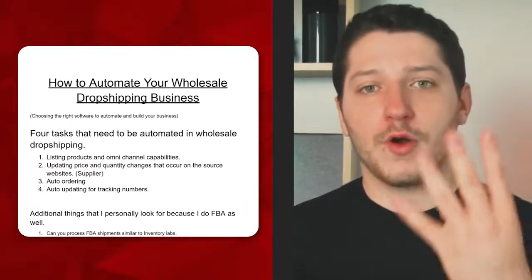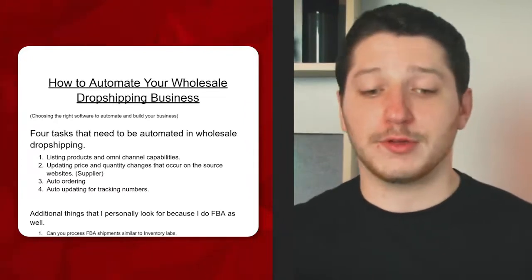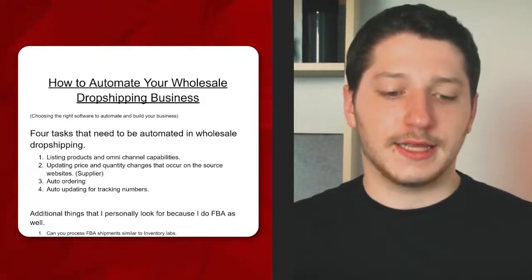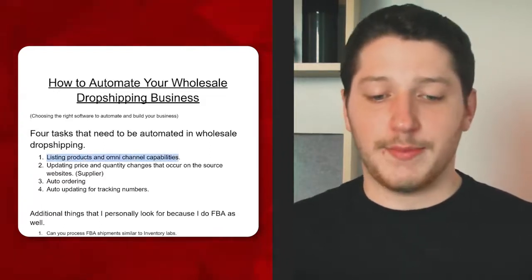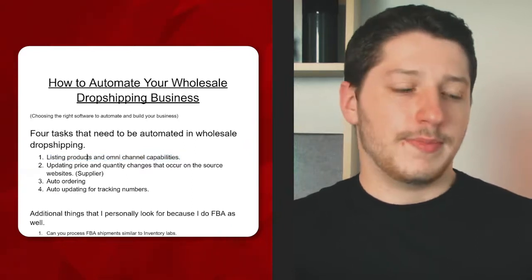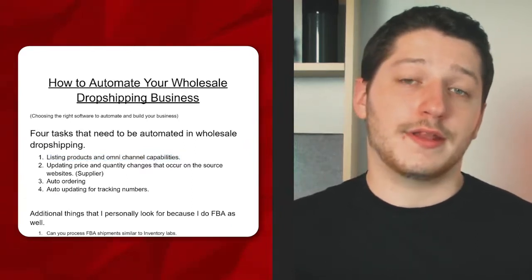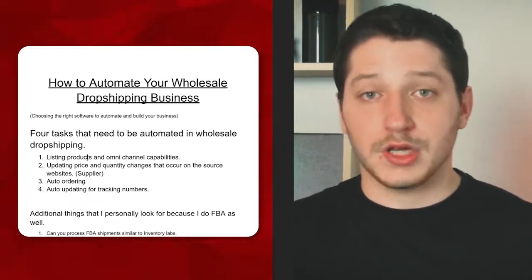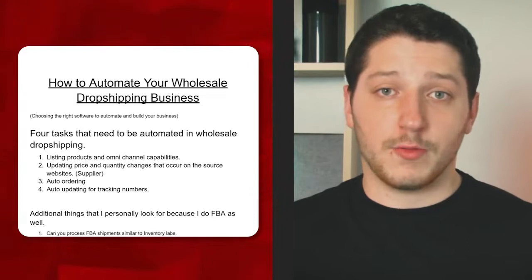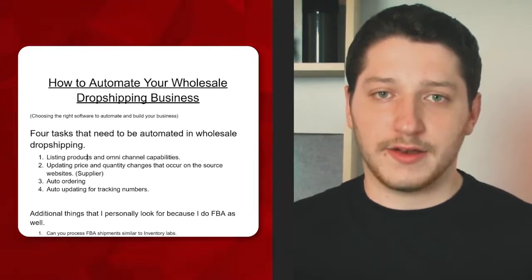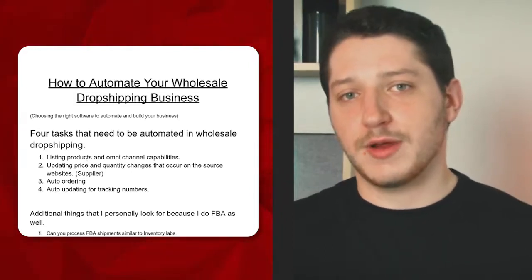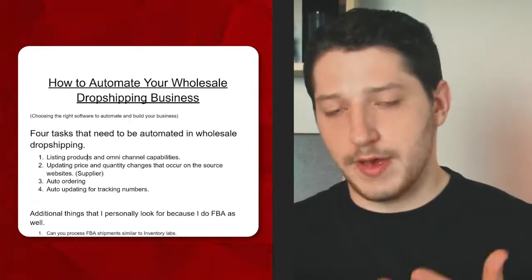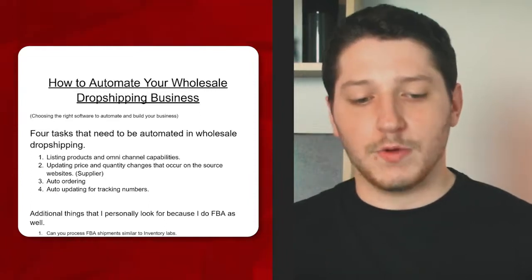So there were 4 main tasks that I needed the software to be able to do in order to automate my wholesale dropshipping business. And the first is listing products and also omni-channel capabilities. Now, listing products means being able to bulk upload products, and omni-channel capabilities means listing to multiple marketplaces. So be able to take my suppliers' listings or their items from their websites or from the file or wherever I get the information, house that information in the software, and then list those products not only on one marketplace, but also onto Amazon, eBay, Walmart, Shopify, and Etsy, which were the main ones that I was looking for.